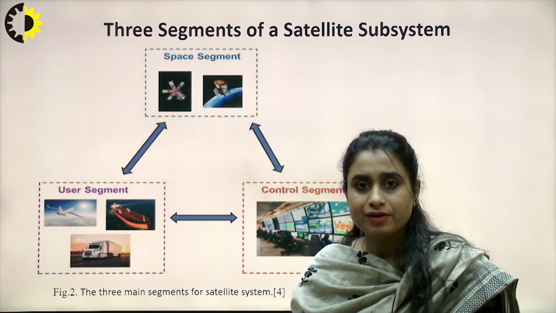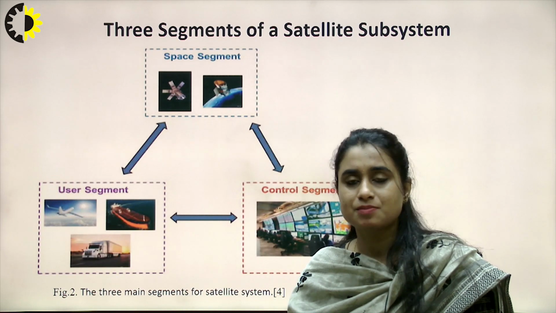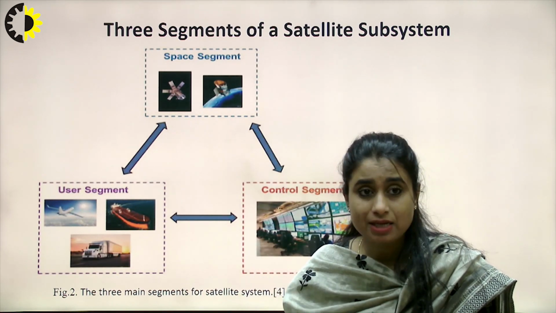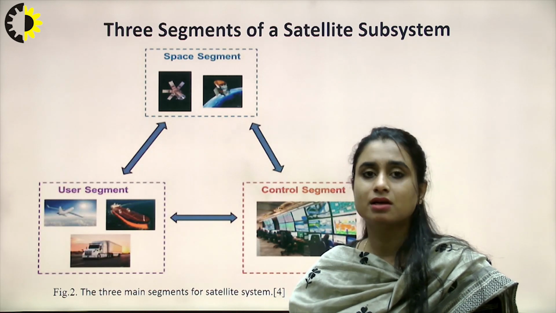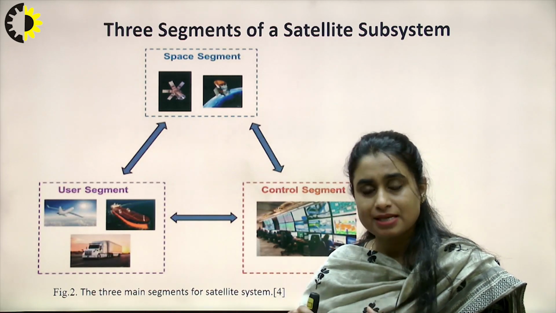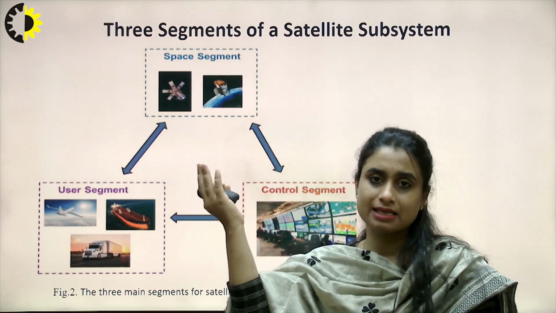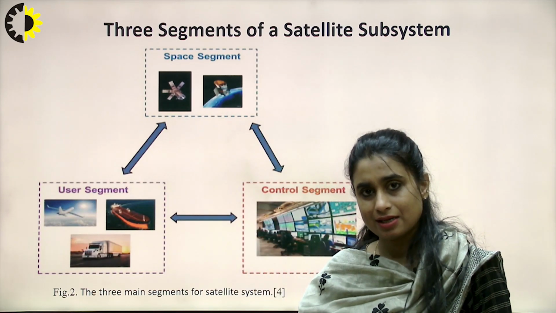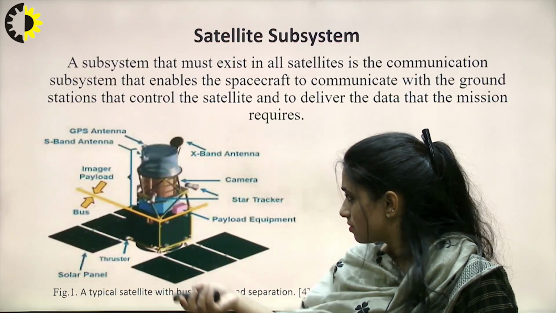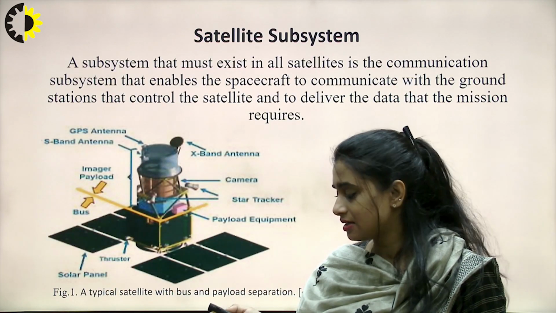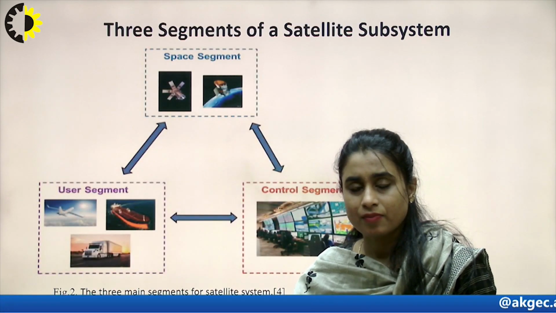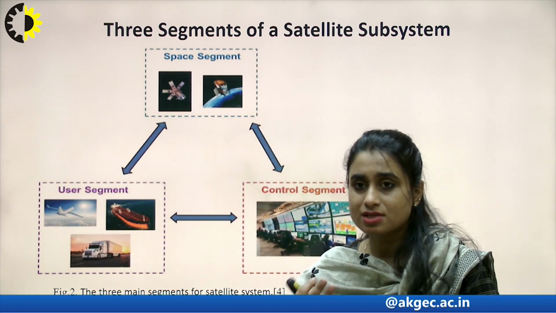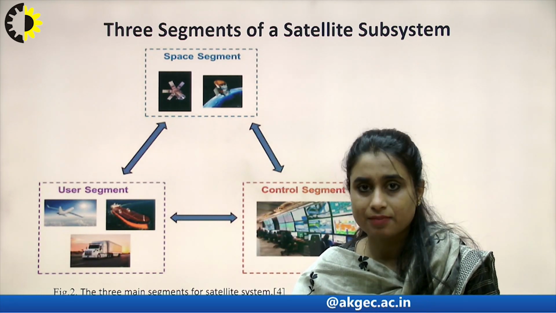So if we divide a satellite subsystem, it is categorized into 3 parts: the space segment, the user segment, and the control segment. The space segment lies in the satellite, so it is the satellite itself, right? The picture we have, this complete part, could be considered as the space segment. But the collective work requires a user segment as well, and a control segment as well.